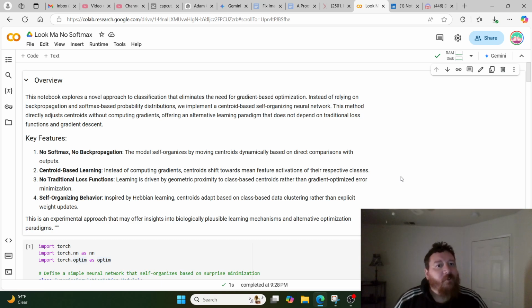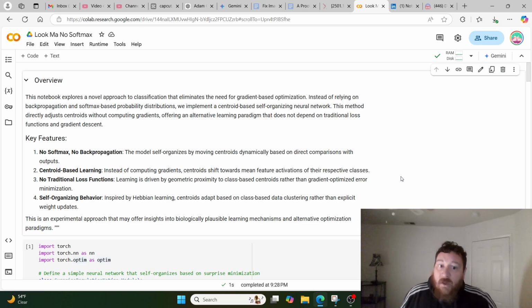This notebook explores a novel approach to classification that eliminates the need for gradient-based optimization. Instead of relying on backpropagation and softmax-based probability distributions, we implement a centroid-based self-organizing neural network. This method directly adjusts centroids without computing gradients, no gradient descent, friends, offering an alternative learning paradigm that does not depend on traditional loss functions or gradient descent. Mathematically impossible to some losers.